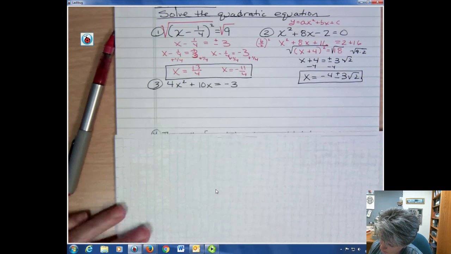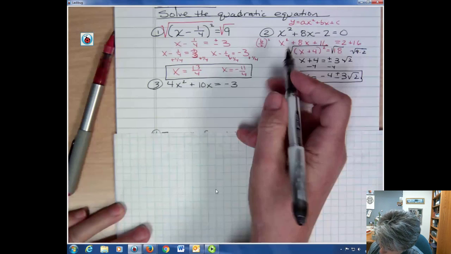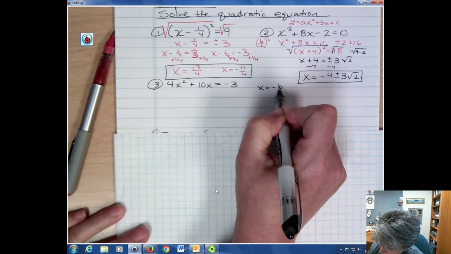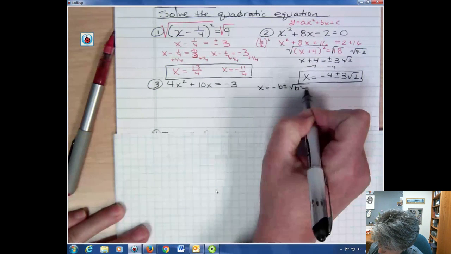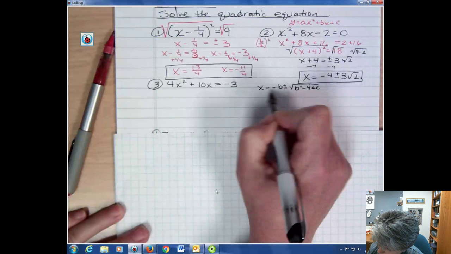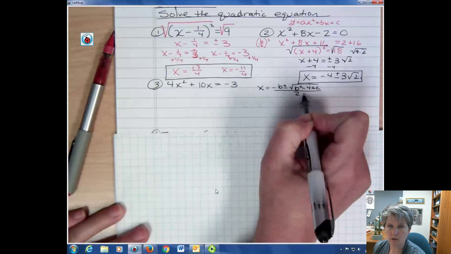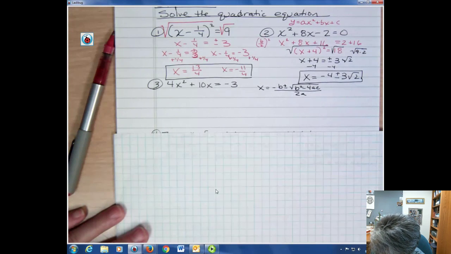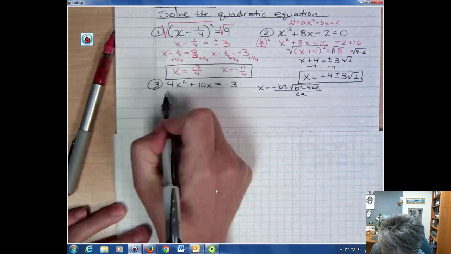In this one, I'm going to use the quadratic formula, which is x equals negative b plus or minus the square root of b squared minus 4ac, all over 2a. You get to have 1 page of notes when you come into your final, so have that formula in there. Right now I can see that a is 4, b is 10. What about c?